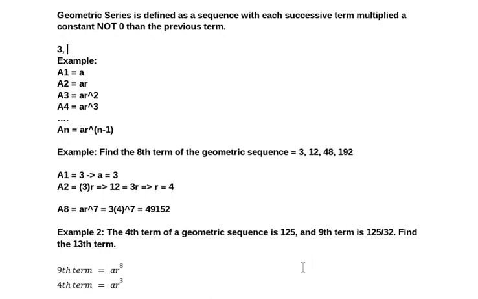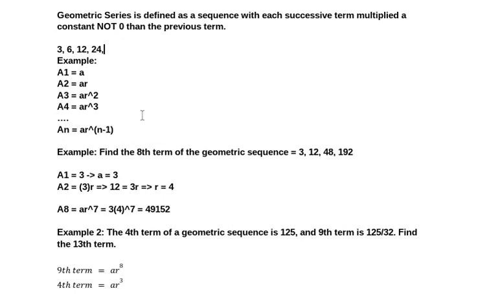3, 6, 12, 24. As you can see, the second term divided by the first term is 2. The third term divided by the second term is 2. The fourth term divided by the third term is also 2. So, in this sequence, each successive term is multiplied by 2 compared to the previous term. So, this is a geometric sequence.